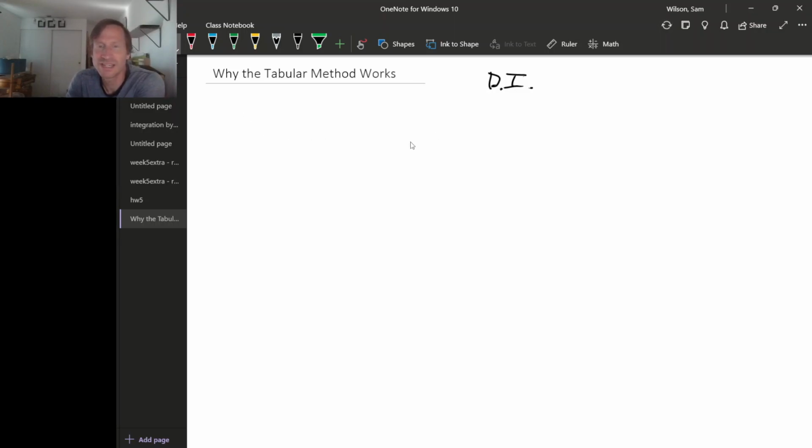How this works is, I'm not going to work through a bunch of examples. There are a few ways of handling this DI method or this tabular method, but what I want to show you is why this method works. So suppose we want to integrate, say, this product, f of x times g of x.